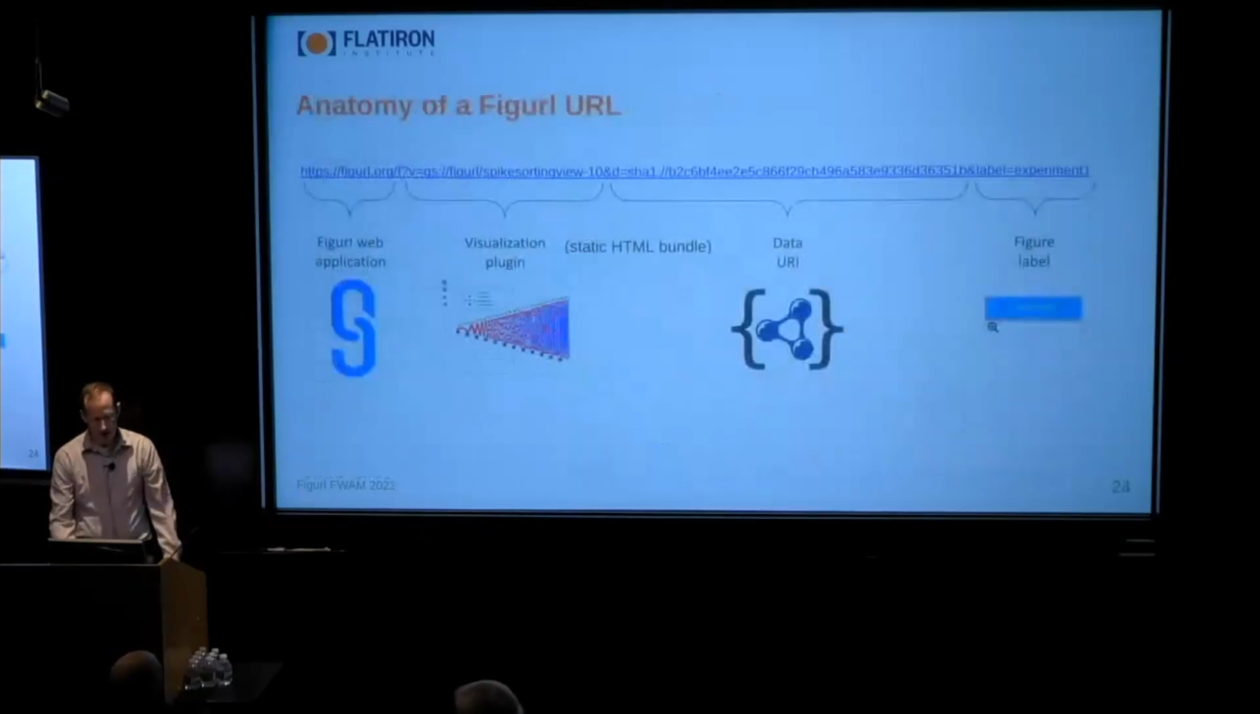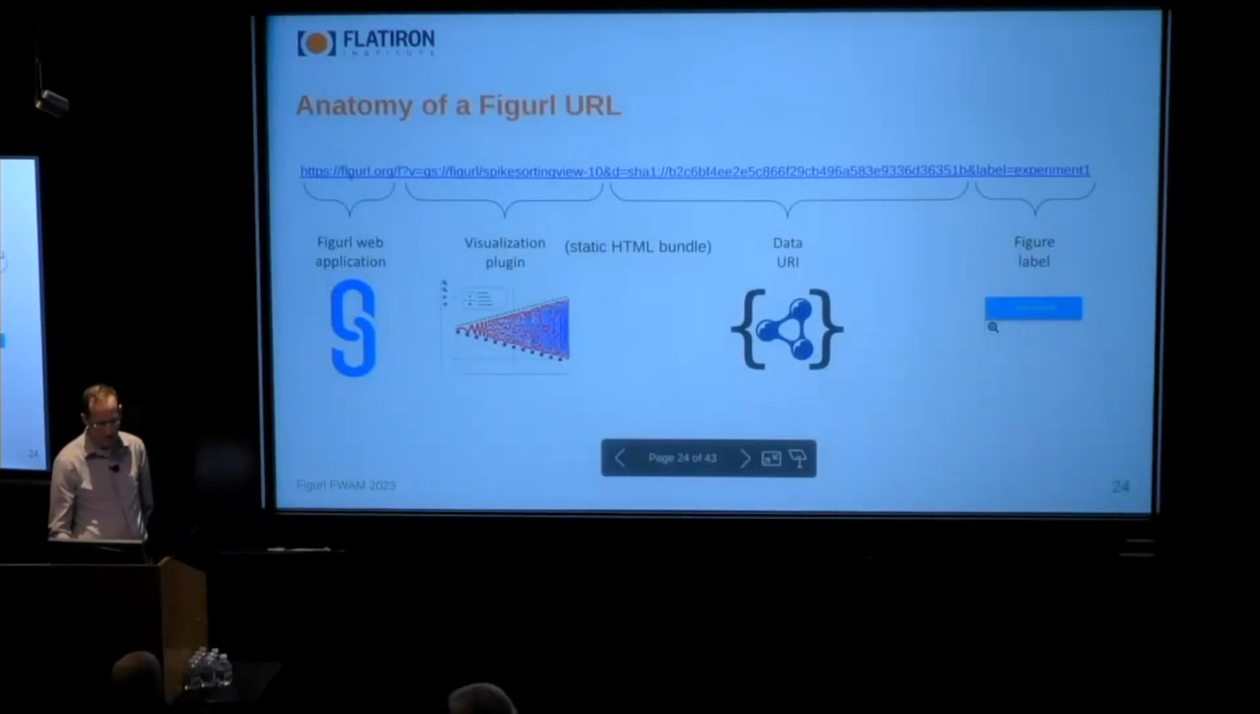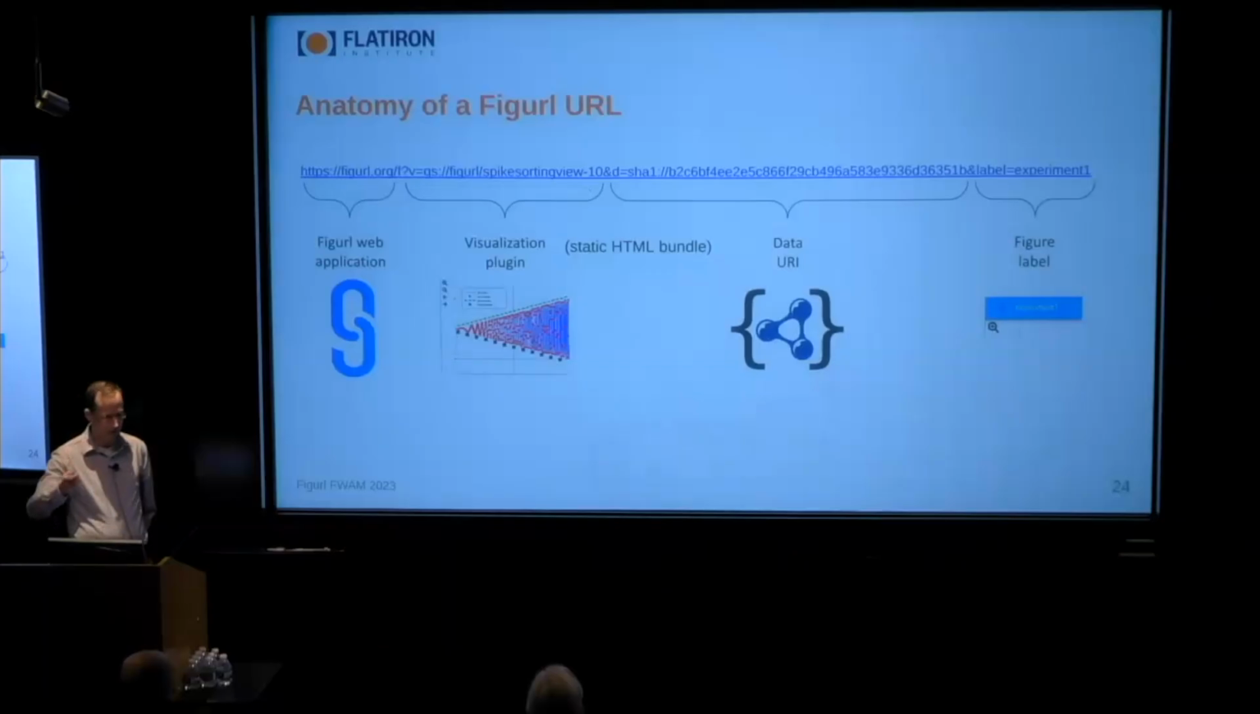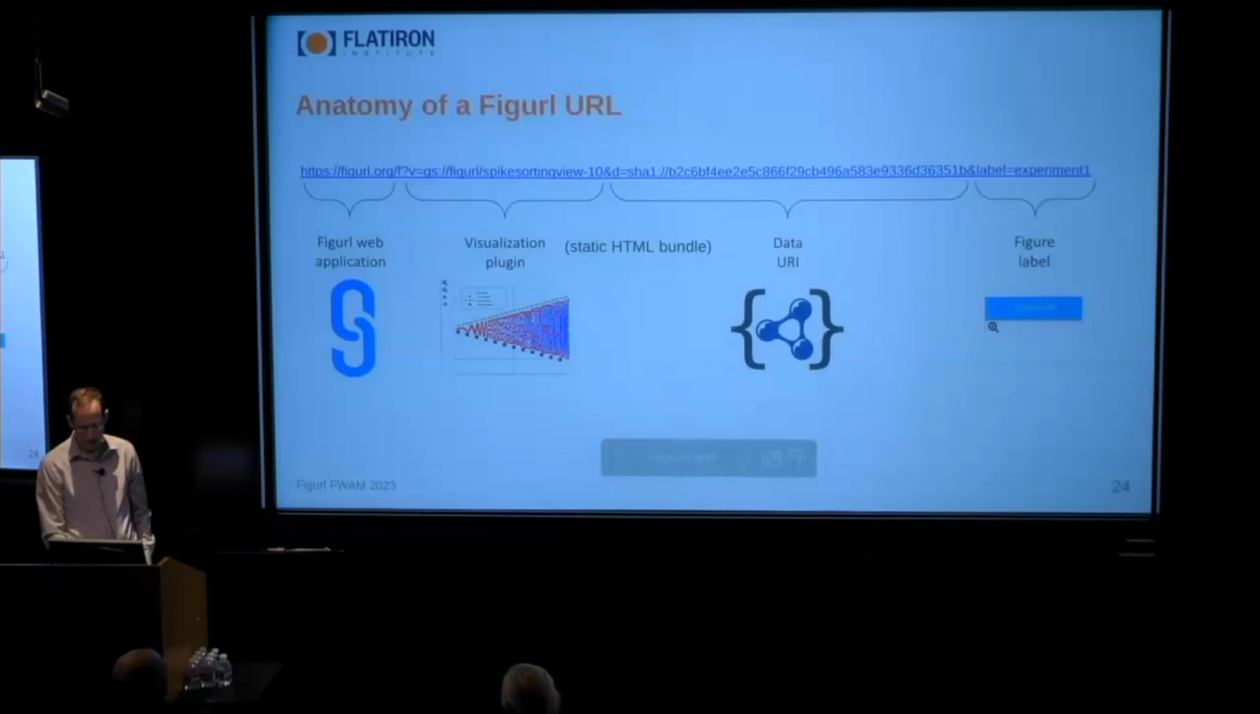So here's how the URL is structured. figurl.org, that's the parent website. Then v equals, and then it's the URI pointing to the visualization plugin, so you'd have an index.html there. And then you have d equals, and this is the content addressable storage hash. This refers uniquely to the data that's going to be pulled down from the storage database. And then you have a label.